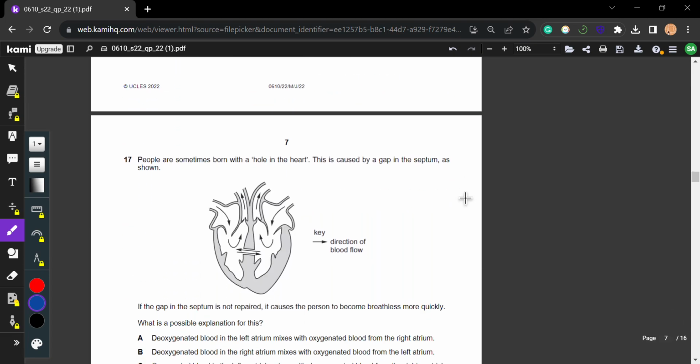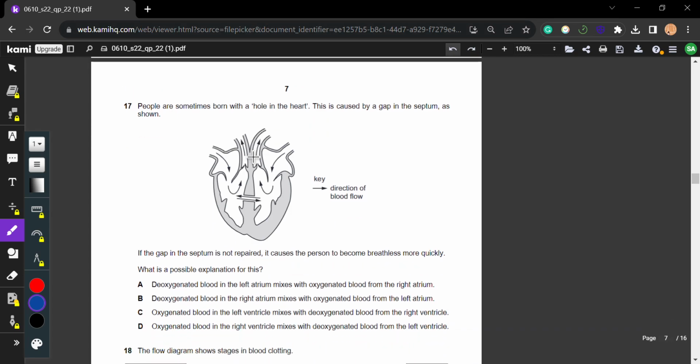So question number 17. People are sometimes born with a hole in the heart. Okay, so very common disease actually these days. This is caused by a gap in the septum as shown. Now you don't need to know this, right? You won't know what it is because we haven't studied it. But you need to always make sure you're reading the second part, which is the explanation. If the gap in the septum is not repaired, it causes the person to become breathless more quickly. What is the possible explanation for this?